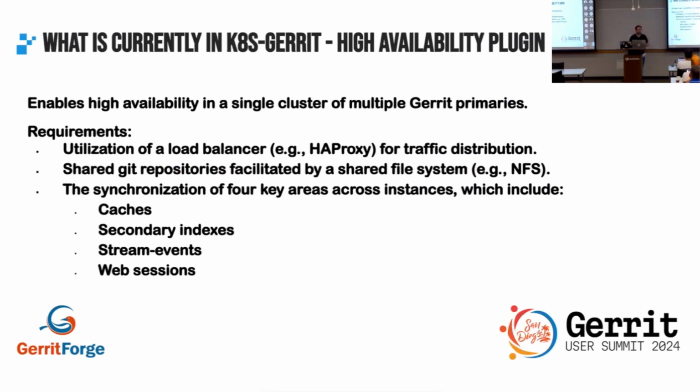What is currently in K8s Gerrit? So you have high availability, as I was mentioning. But it's a single cluster with multiple Gerrit primaries. You've got a few requirements, like the load balancer using HAProxy for traffic distribution, and shared Git repositories facilitated by a shared file system, as I was mentioning. This means that you're then sharing your caches, your secondary indexes, your stream events, your web sessions. That's all shared on the file system, and there's no synchronization between the various nodes happening on that level.